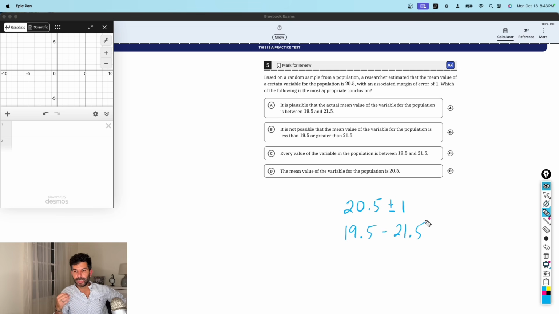So choice A says it is plausible that the actual mean value for the variable of the population is between 19.5 and 21.5. That sounds like a correct answer. It's plausible, so that means it's possible. It would be a good idea to assume that the actual mean value of the variable for the population is between 19.5 and 21.5. That's the range that we got, plus or minus 1. I'm going to go with that. Choice A is my answer.